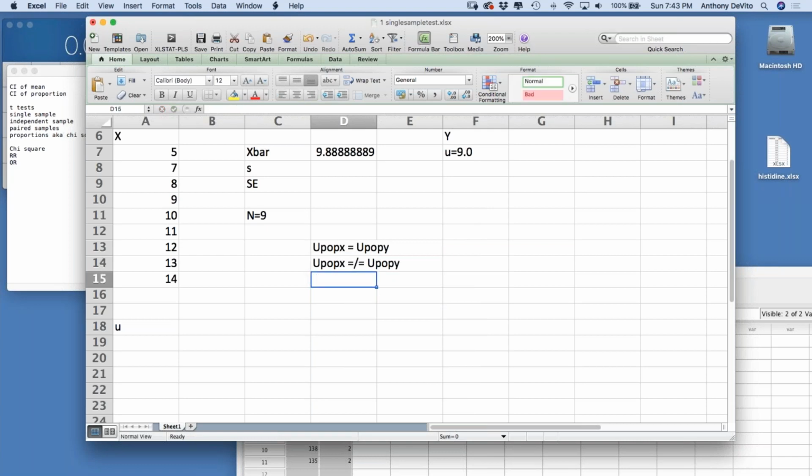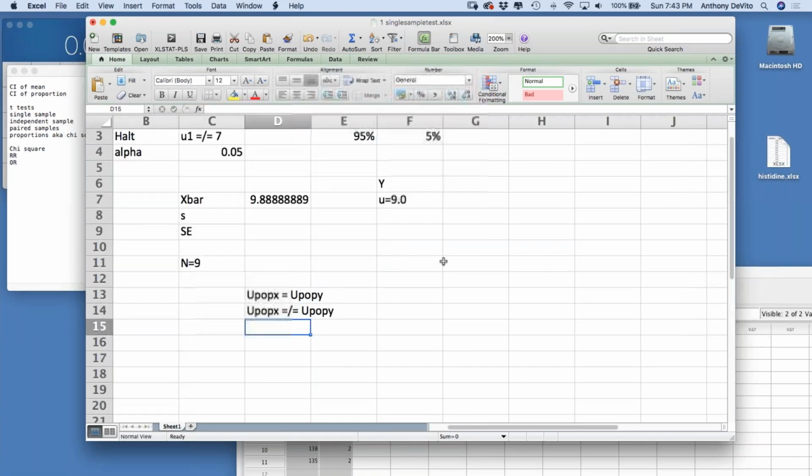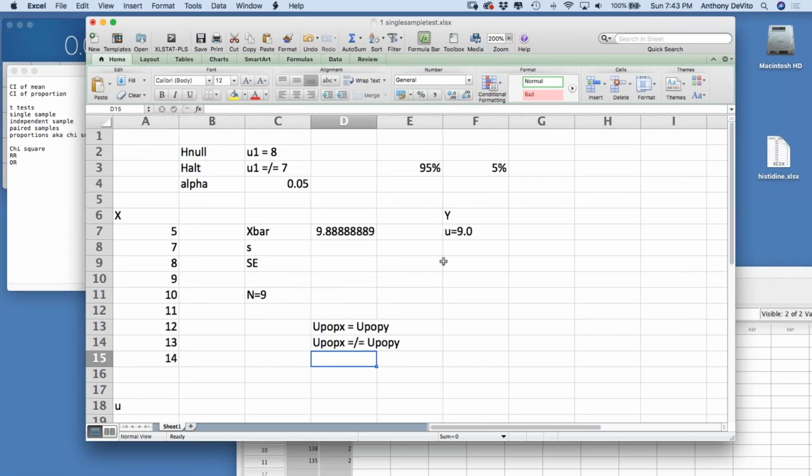Okay, that's really what I'm interested in demonstrating. Now, I already know the mean for population Y, don't I? It's equal to 9. So instead of saying this, a better way to say it would be: the mean for population X is equal to 9, or the mean for population X is not equal to 9. Isn't that a better, more compact way of saying the same thing? Because I happen to know what the other population is.